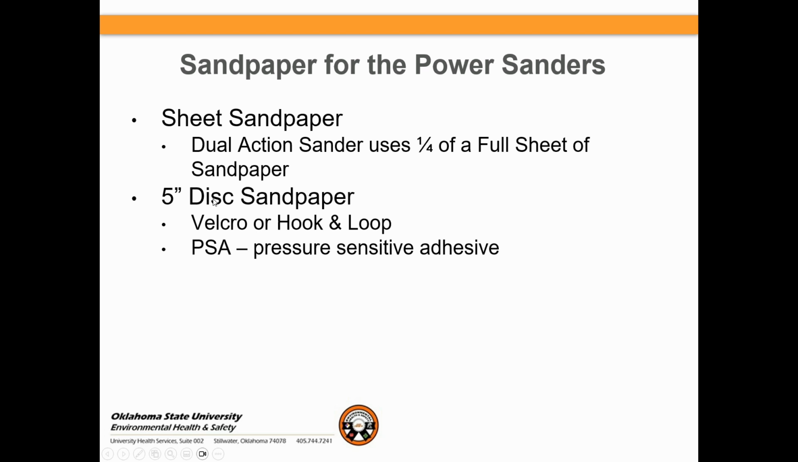The 5-inch, once again, is considered a disc sandpaper. It may be Velcro, which has that sticky effect when it's on the back of the paper and also on the back of the base of the sander itself, or it may be hook and loop. The other thing too is it may be a pressure sensitive type of adhesive. In other words, it's got glue adhesion material on the back of the sandpaper.